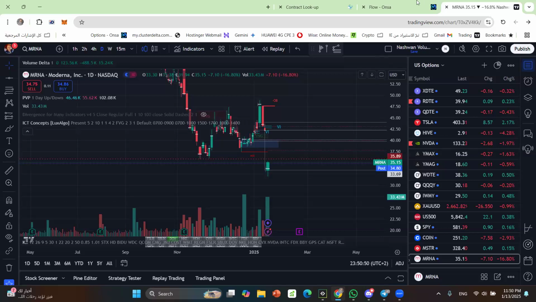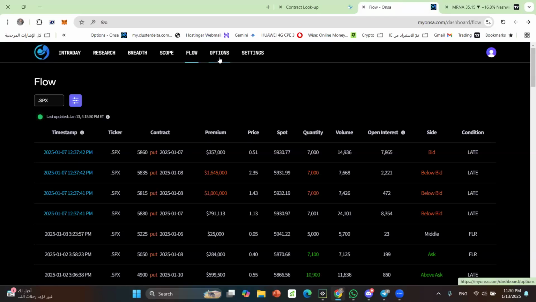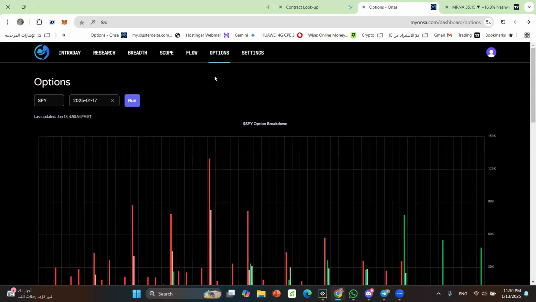But we have to understand first, which is the most important thing, because this is the first picture, the first tool that you have to use, Moderna. Do we have an imbalance? This is the first question.